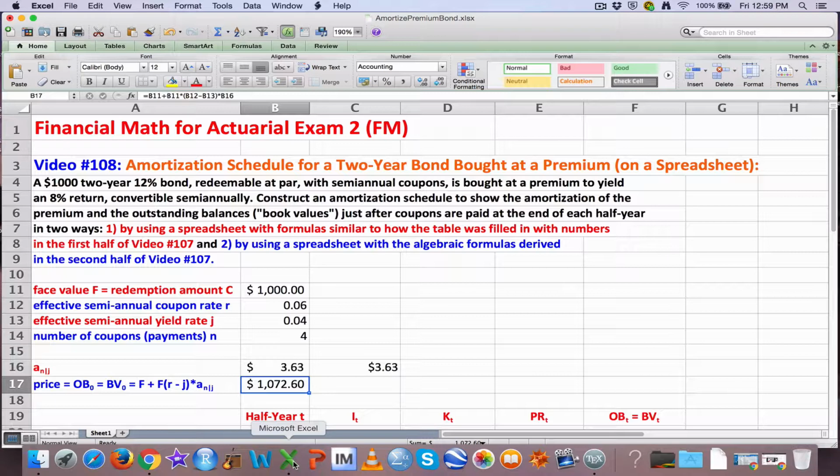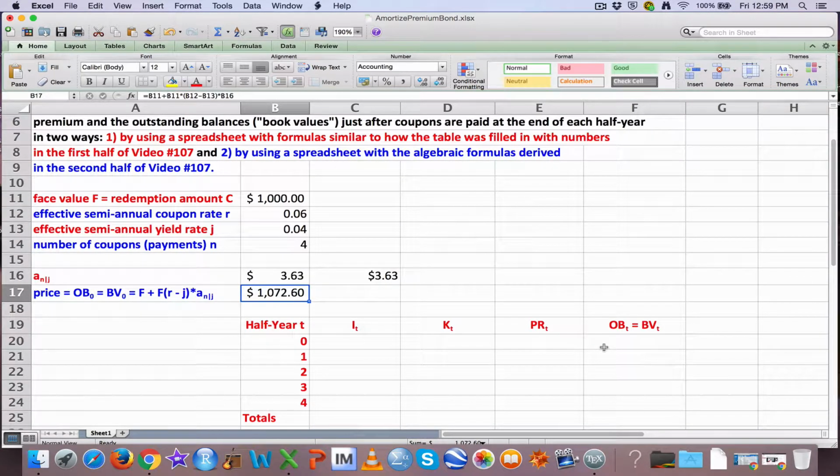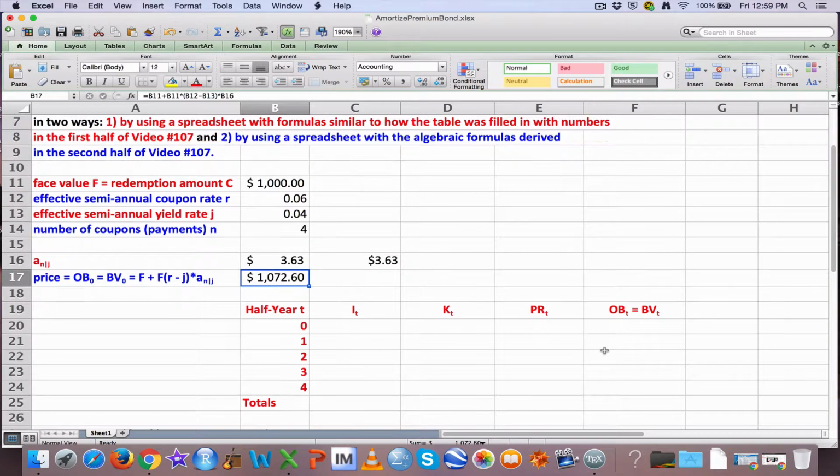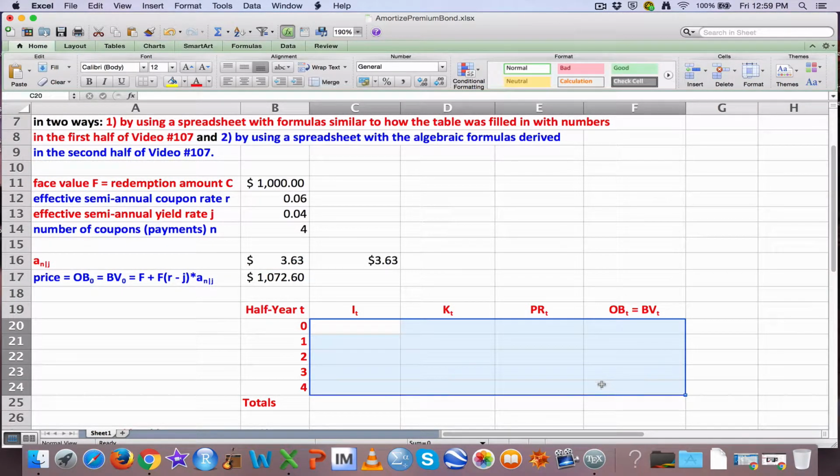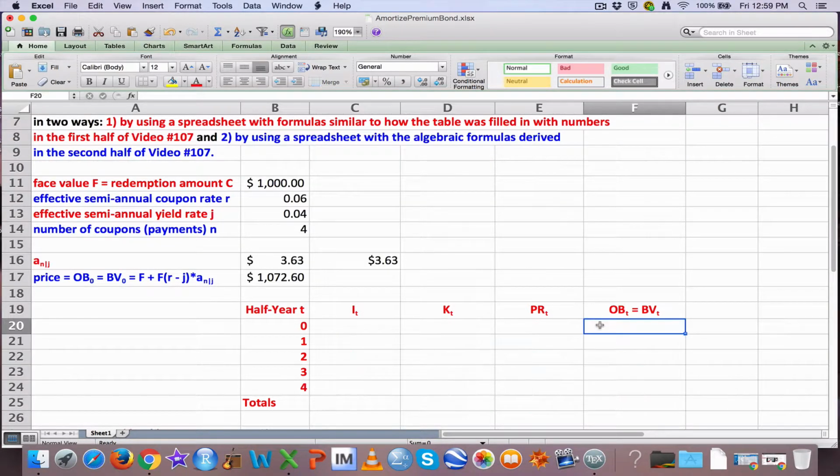$1,072.60, and if you go back and look at video number 107, that is the same price as I got for that video, rounded to the nearest cent. All right, now we're going to go ahead and fill in this table in sort of an intuitive way to start out with, not with algebraic formulas, in the same kind of way I showed in the first half of video number 107.